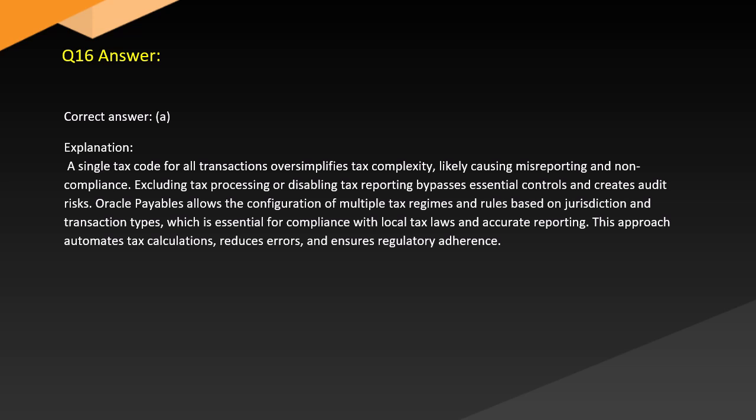Answer. Correct answer. A. Explanation. A single tax code for all transactions oversimplifies tax complexity, likely causing misreporting and non-compliance. Excluding tax processing or disabling tax reporting bypasses essential controls and creates audit risks.